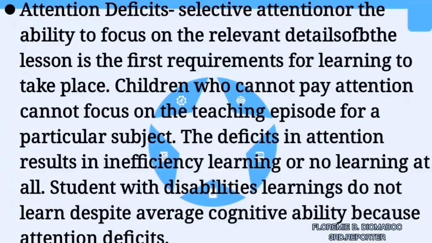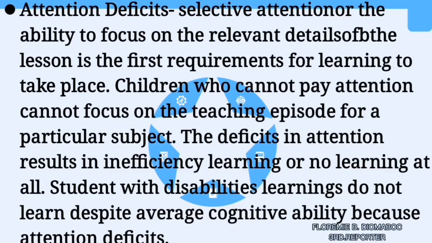So next is attention deficit. Selective attention, or the ability to focus on the relevant details of the lesson, is the first requirement for learning to take place. Children who cannot pay attention cannot focus on the teaching episode for a particular subject. The deficits in attention result in inefficient learning or no learning at all. Students with learning disabilities do not learn despite average cognitive ability because of attention deficit.